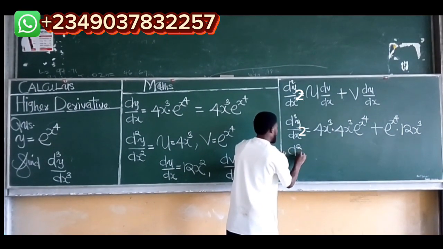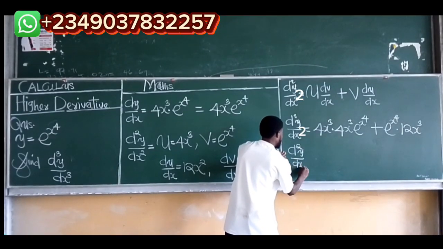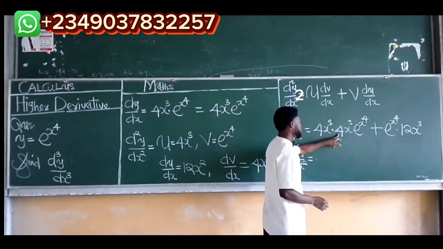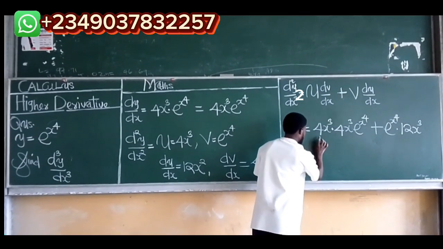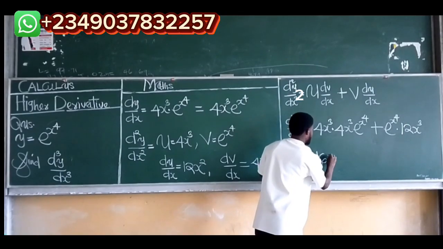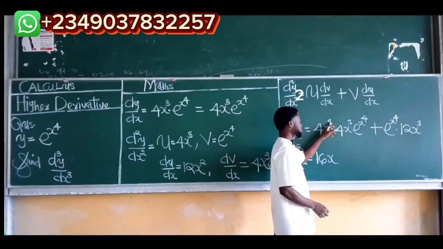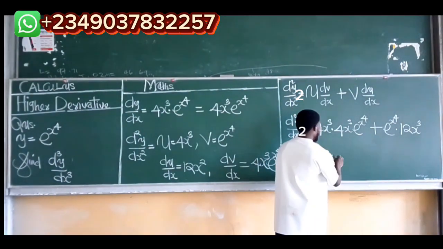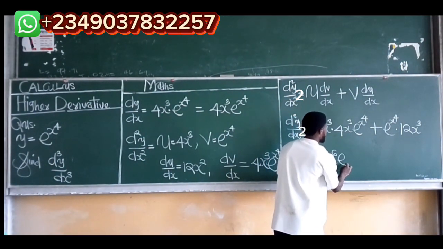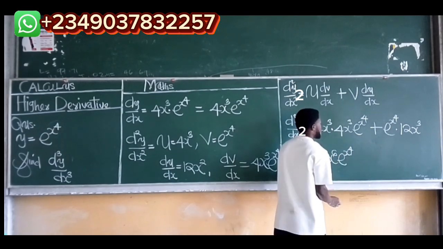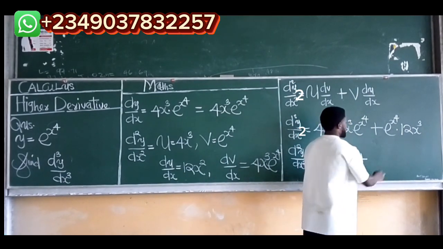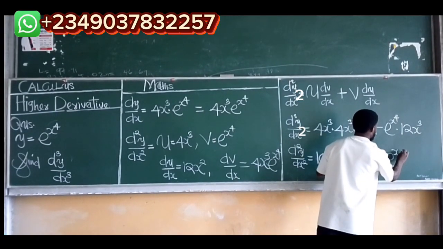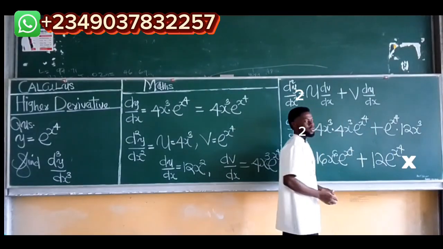So d²y/dx² is equal to 4 times 4, which gives 16x^3 times x^3. We add their indices or powers, giving x^6, then e^(x^4), plus 12x^2 e^(x^4). That is the final result.